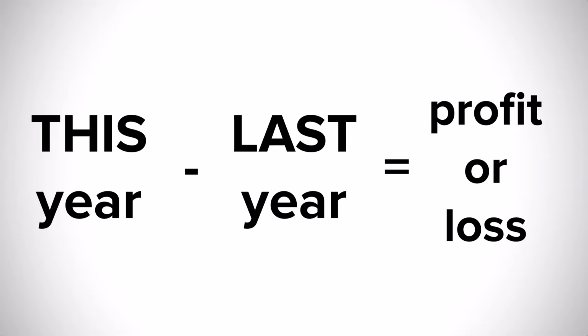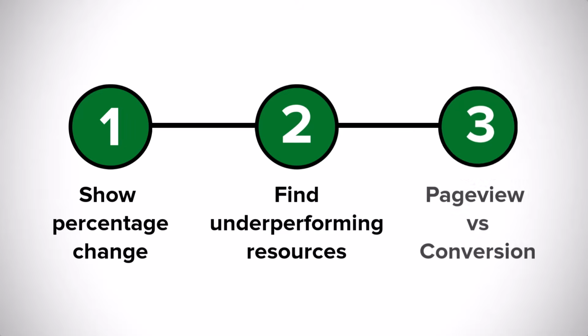Do this for your top 5 sellers and figure out which product is leaking the most. My biggest loss is the Reading Strategies bundle. It's down $686 this year. Now that we know which resource is underperforming the most, let's figure out if this problem is a page view problem or a conversion rate problem.